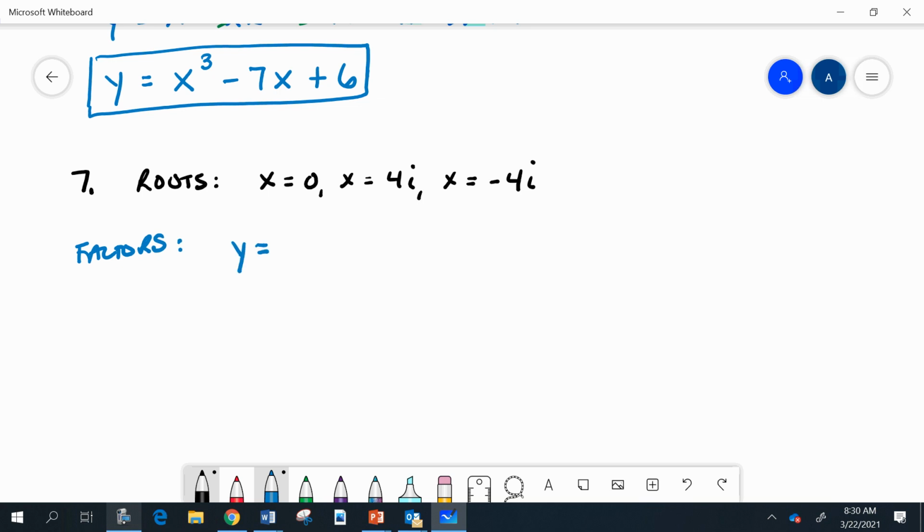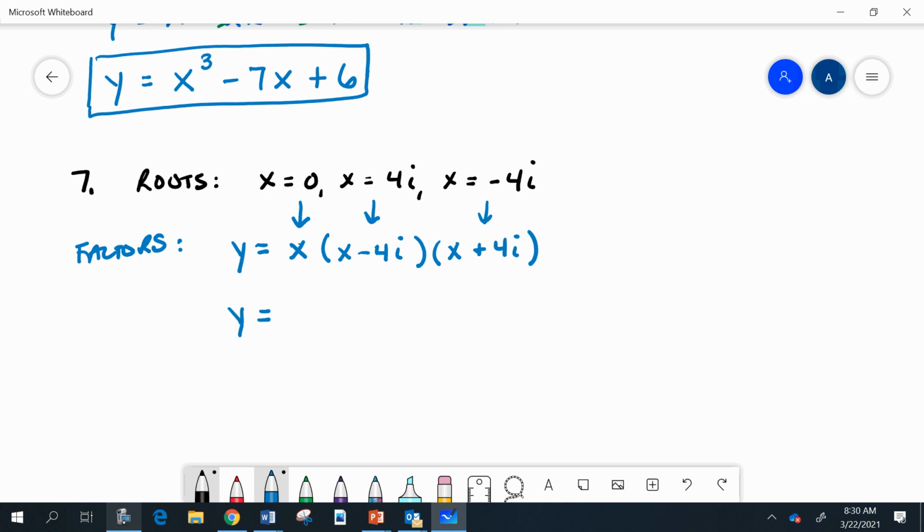Well, if the factor is x minus 0, then honestly, there's no point in even having a parenthesis. So for that factor we just express it as x. Well, if x equals 4i, the factor can be expressed as x minus 4i. And if x equals -4i, this can be expressed as x plus 4i. So we do it the same way we did before, right? We just write it as factors.